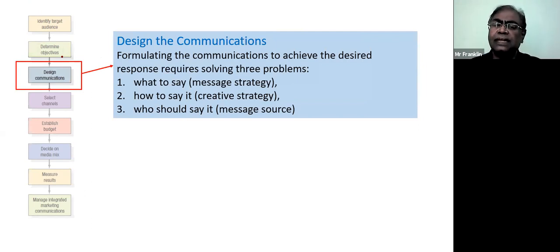Next is design the communication. Design the communication means design the advertisement. What should be in the ad? What do you want to say? That's the strategy of the message. How you want to say it, okay? Maybe you want to make a fun joke out of it. Some people, when they do advertisements, it's very funny, or people can remember. Oh, you know that company came up with a very funny ad? So how you want to say that, right?